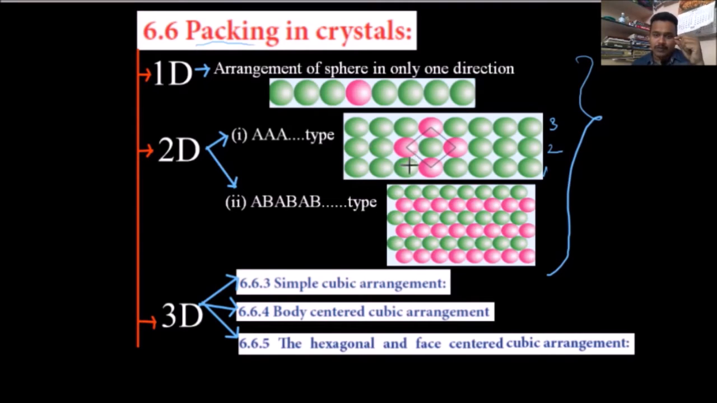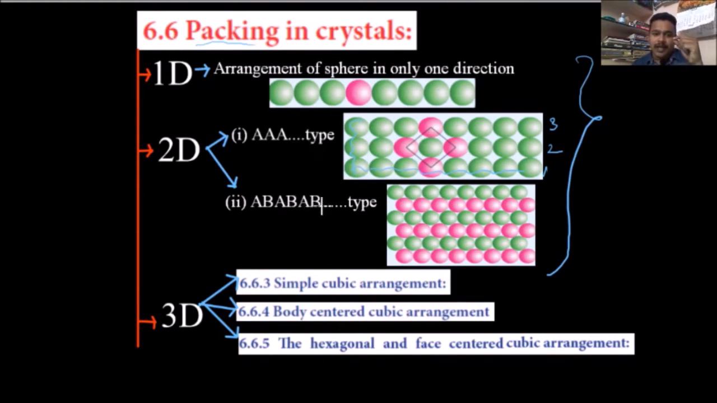So we observe that side by side their centers are in one line, vertically in one line, and horizontally also in one line. This one dimensional arrangement is repeated horizontally and vertically like this. Then what we got is a two dimensional arrangement where all are arranged in a similar way, so that is AAA type.